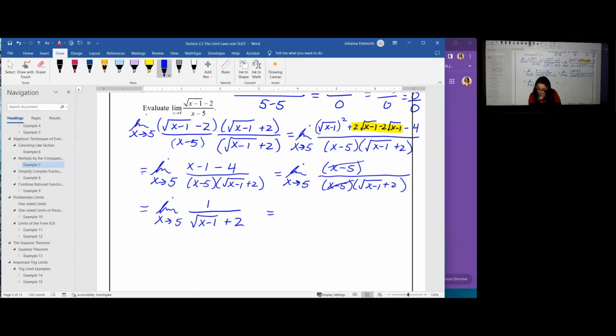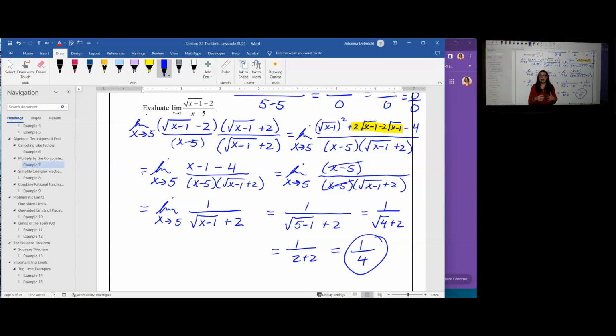When we substitute it in this time, we drop the limit notation because we're substituting the value of a, and this gives us 5 minus 1 plus 2, which is 1 over the square root of 4 plus 2, which is 1 over 2 plus 2, which is 1/4. The function is not defined at x equal 5, but the graph gets infinitesimally close to the y value 1/4 when x gets close to 5 from both sides.